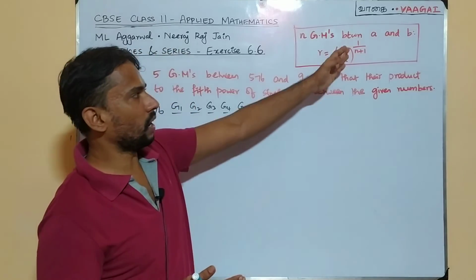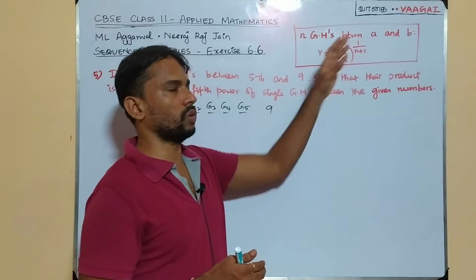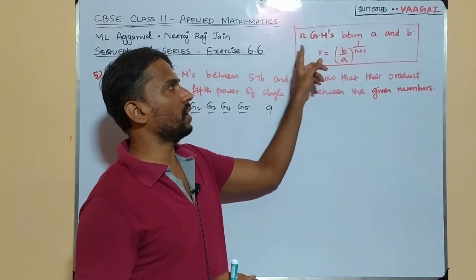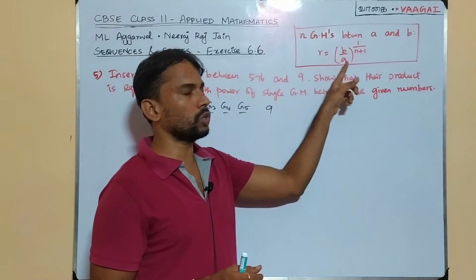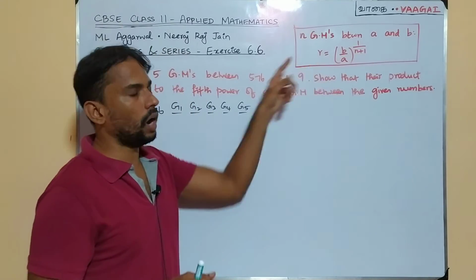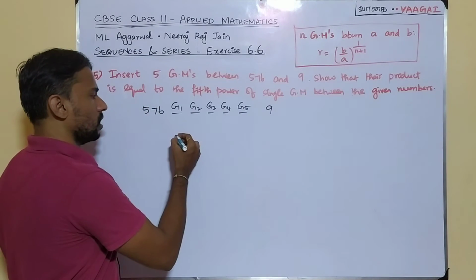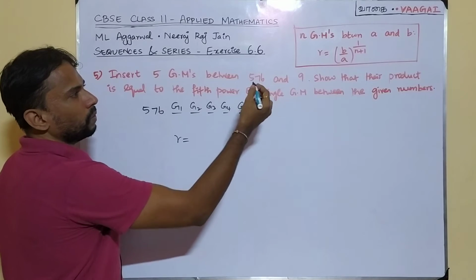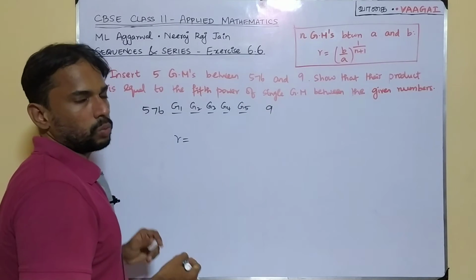Of course, again we have to get back to this common ratio formula. Between A and B, if you want to find the n geometric means, the common ratio R is going to be equal to, we have to take it as B by A to the whole power 1 by n plus 1. Yes, this is what we have to use.